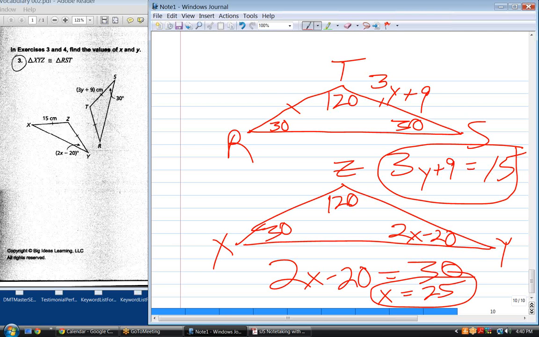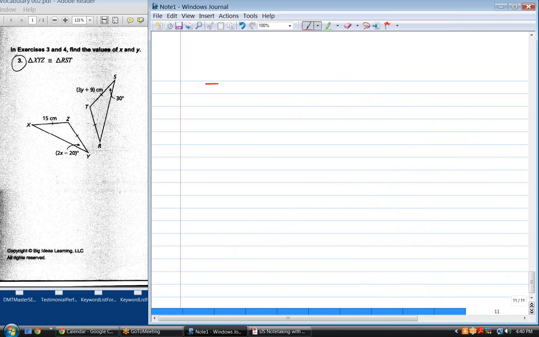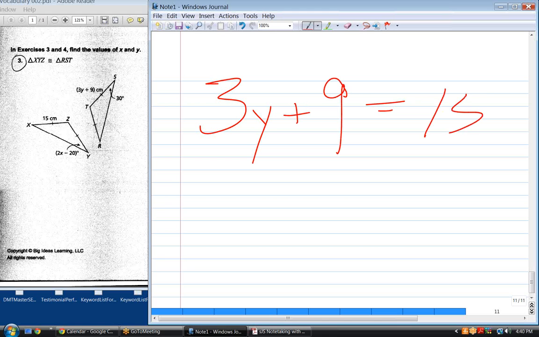3y plus 9 equals 15. Hold on. Let's go back. Algebra is extremely critical to geometry. You're going to find that you're doing algebra as much as you're doing geometry. So if your algebra skills are weak, we need to go back over them.